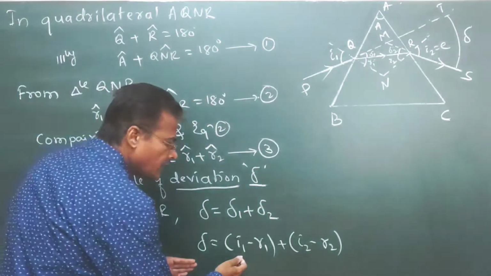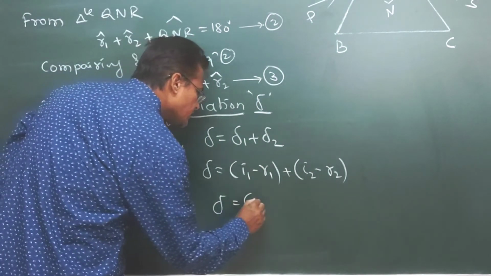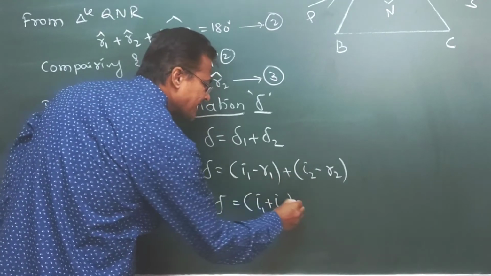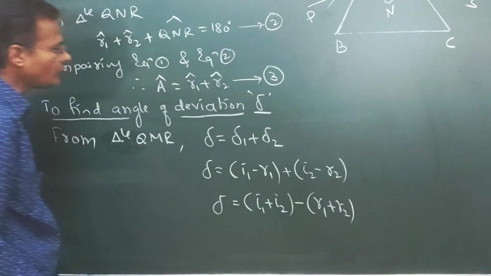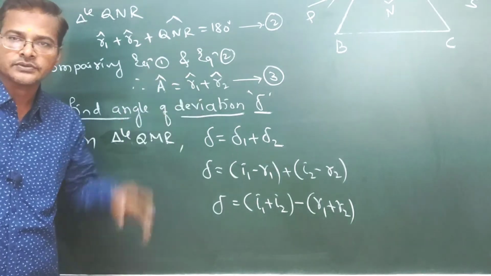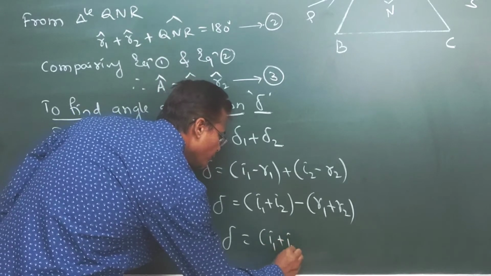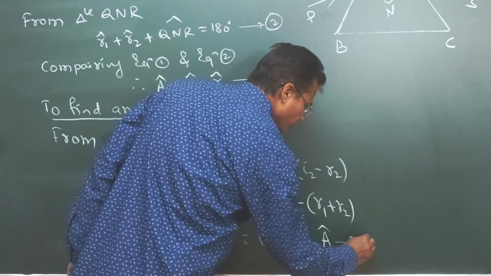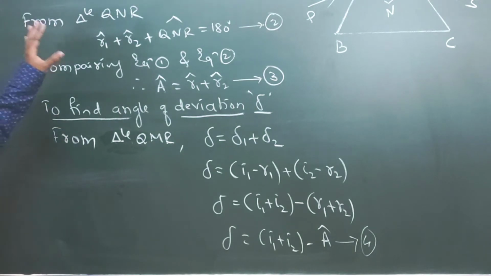So we are going to separate I1, I2 and R1, R2. Like this we can rewrite it: I1 plus I2, then a minus sign, R1 plus R2. From equation 3, angle A equals R1 plus R2, so we can write here: delta equals I1 plus I2 minus angle A. This we are going to call equation 4. I hope you people understood this much.